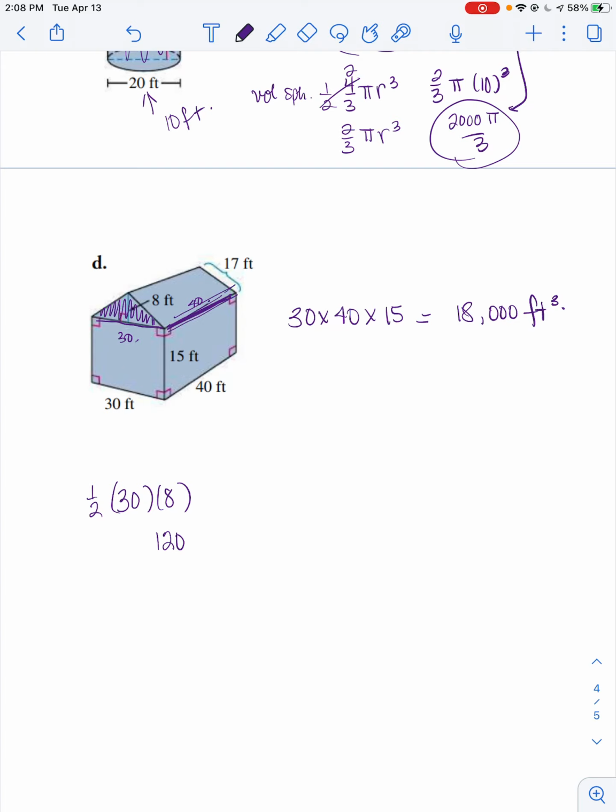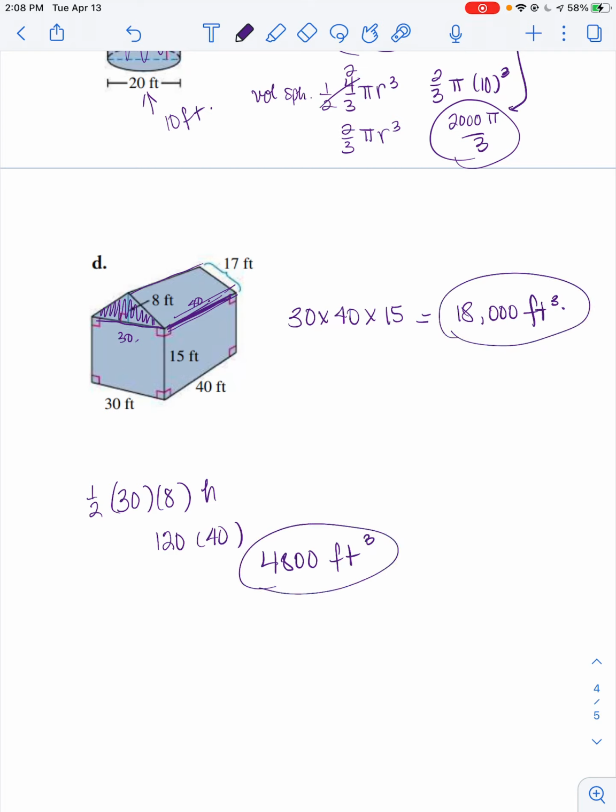I keep calling it base and height, but in this particular case, it's like that triangular prism is kind of laying on its side. So I take that entire 120 area over the 40 height of that triangular prism. So I have 120 times 40, and I get 4,800 feet cubed. If I add those two volumes together, my triangular prism plus my rectangular prism, I'll get that 4,800 plus the 18,000, and I get a total of 22,800 feet cubed.